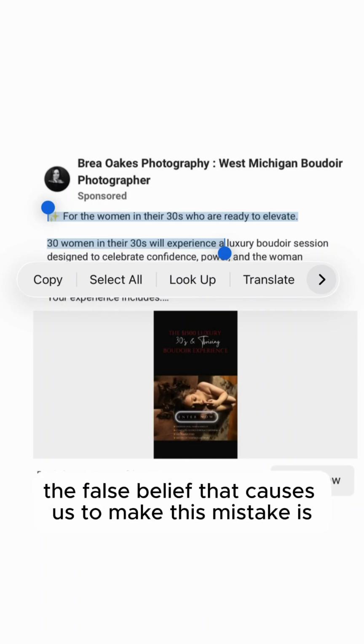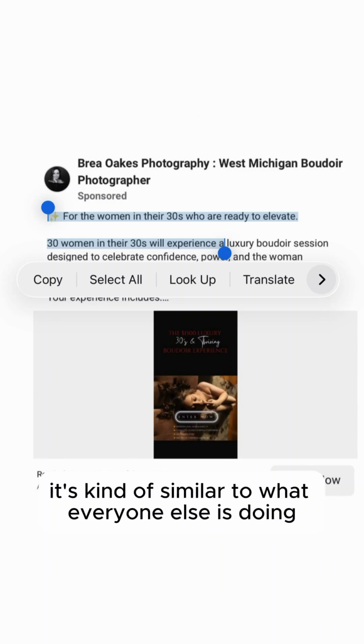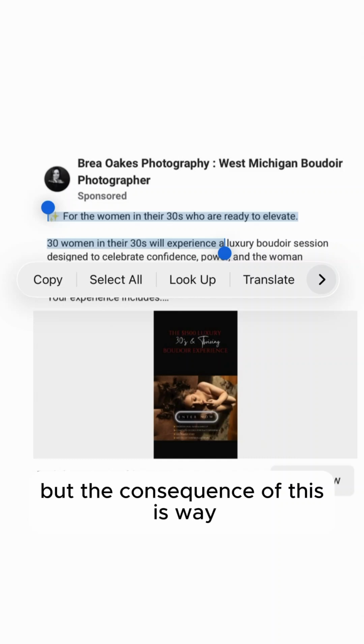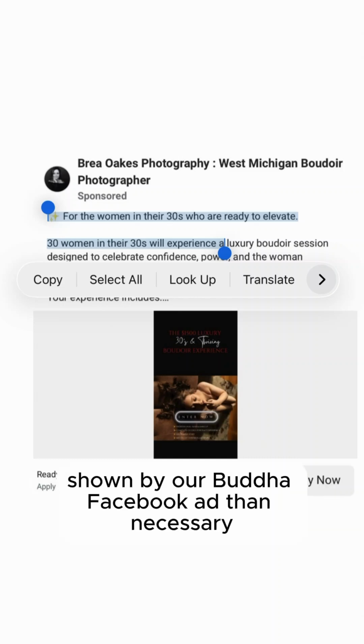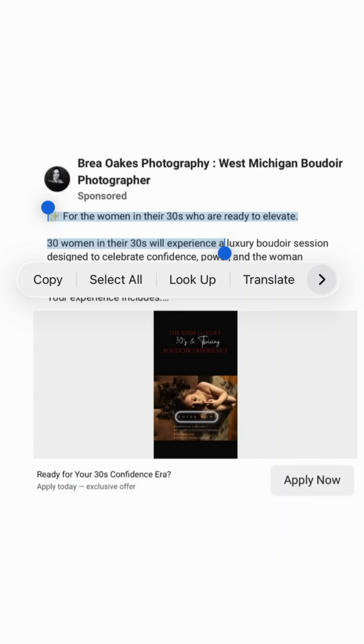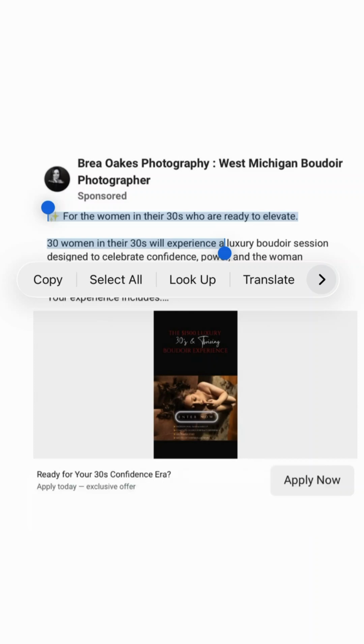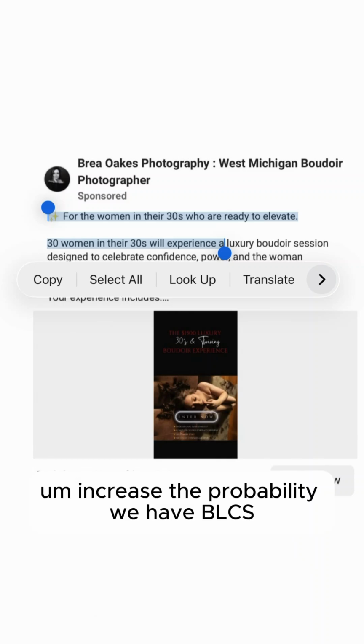The false belief that causes us to make this mistake is we believe we provide a good enough headline to get good enough results, and it's kind of similar to what everyone else is doing. But the consequence of this is way more women scrolling by our boudoir Facebook ad than necessary, pulling our unique CTR under 6%, and causing a higher probability of having BLCS, boudoir low click syndrome.